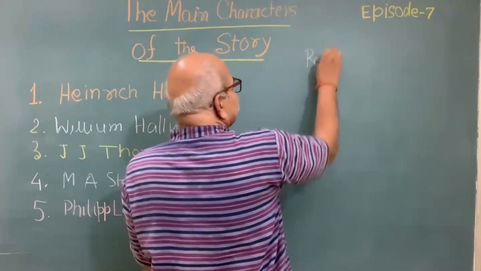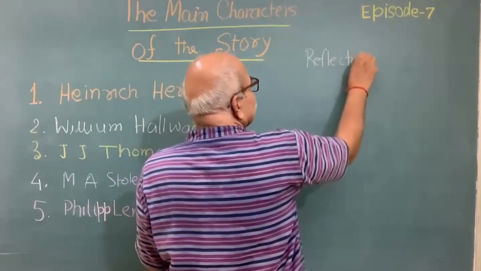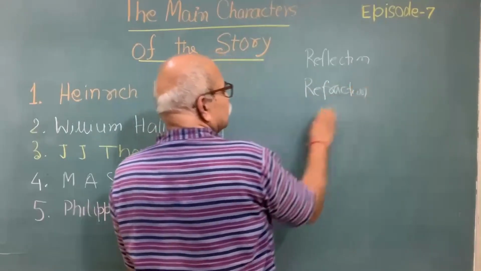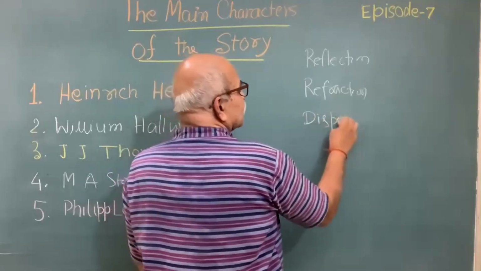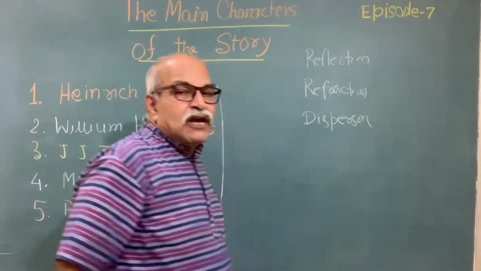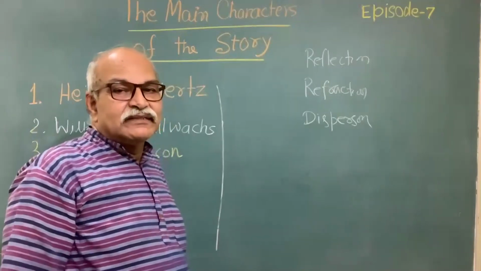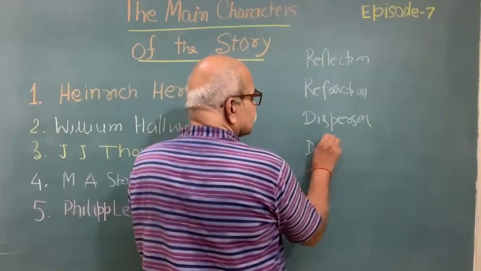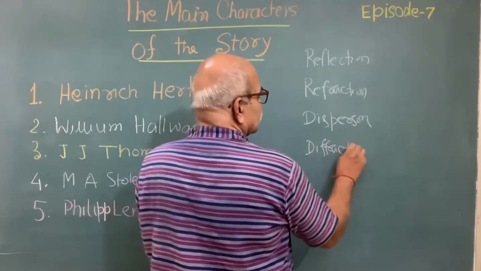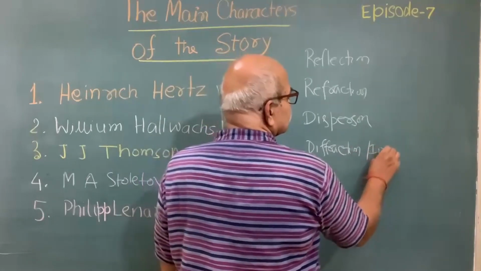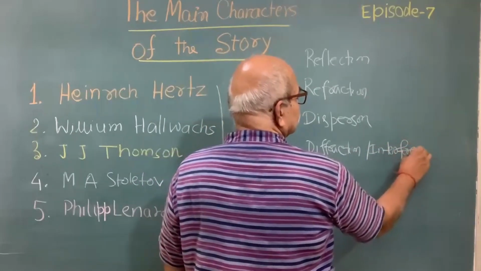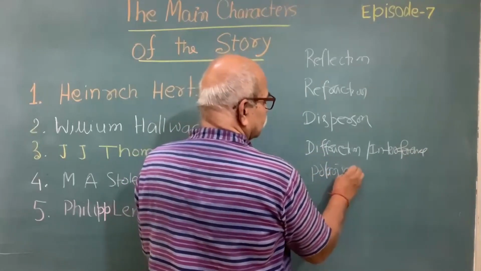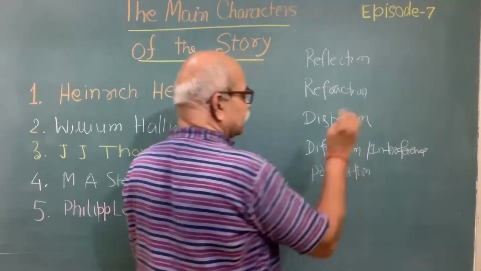So you have phenomena of reflection. You know the laws of reflection. You have phenomena of refraction, phenomena of dispersion. If you have white light and put a prism there, then it disperses into different colors. You have phenomena of diffraction. You have phenomena of interference. You have phenomena of polarization, and so on. Several phenomena. Speed of light.